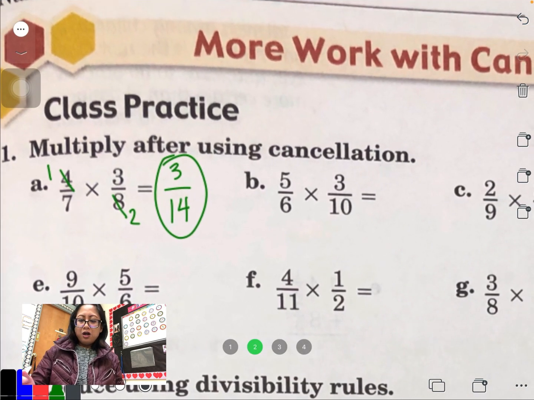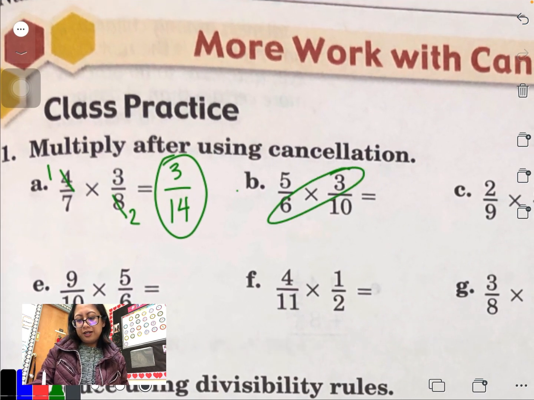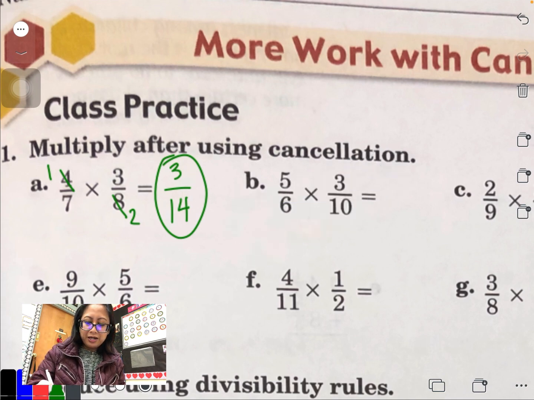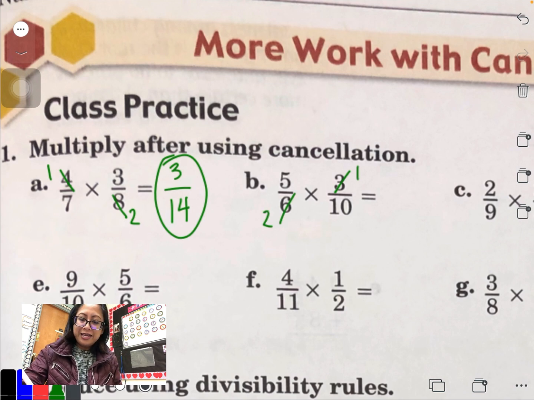Letter B. Okay, so I'm going to go across again, 3 and 6. If 3 over 6 was a fraction by itself, with a numerator and denominator, I can definitely reduce that because 3 can divide by 3 and 6 can divide by 3. Like 3 divided by 3 is 1. 6 divided by 3 is 2. Now I do 5 and 10.